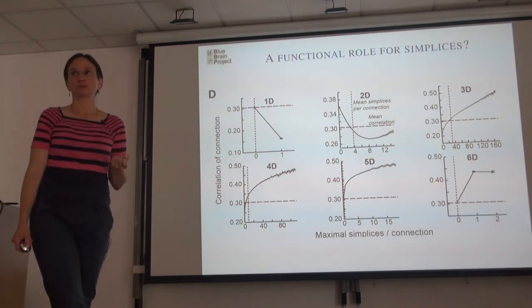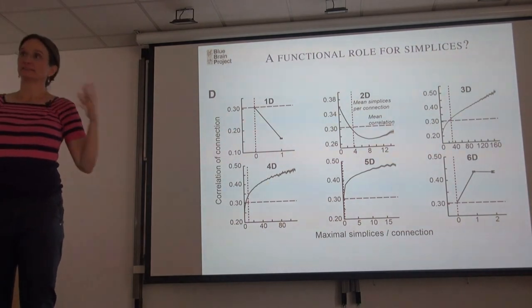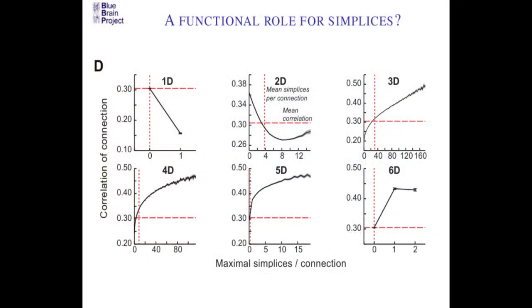From a more sophisticated point of view, we can also look at the dimension of the simplex to which a connection belongs and the degree of correlation. What these different graphs are showing us is, along the x-axis in each case, the number of maximal simplices per connection. And on the y-axis, it's the correlation of this connection. If I look, for example, at 3D here, I'm looking at how many maximal 3 simplices the connection belongs to, and you see that the correlation increases with the number of simplices to which it belongs. Same for 4 simplices, 5 simplices, and 6 simplices.